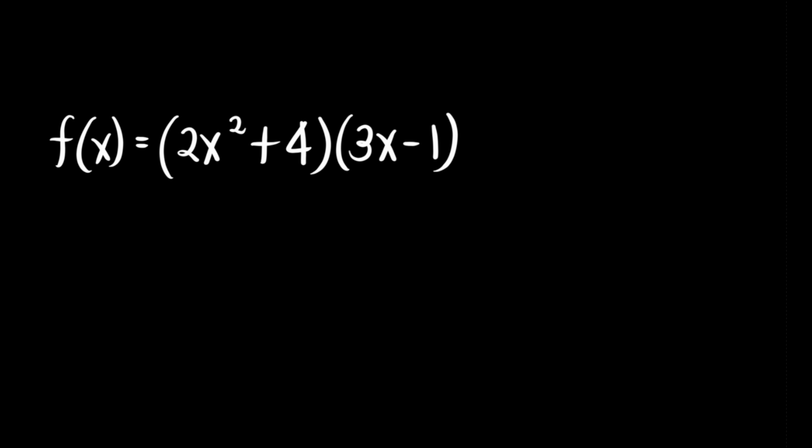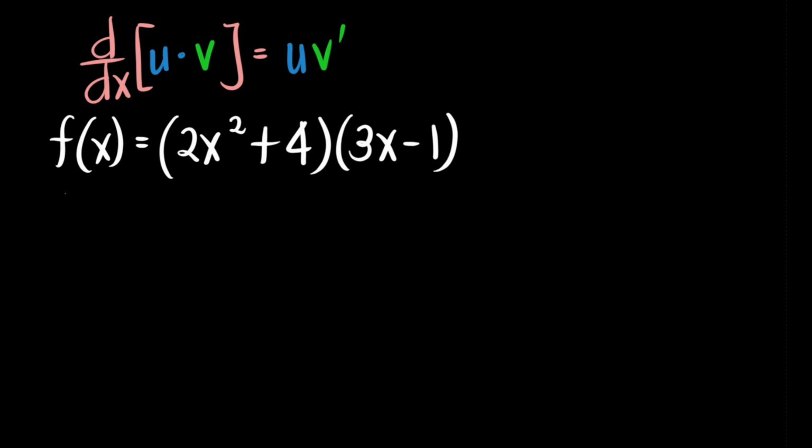Now, let's take a look at the formal definition of the product rule. The derivative of u times v is equal to u times v prime plus u prime times v. Here, v prime represents the derivative of v, and u prime represents the derivative of u. Let's use this formula to find the derivative of this function.